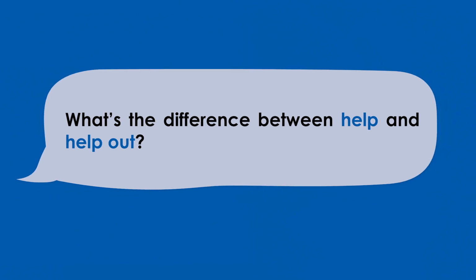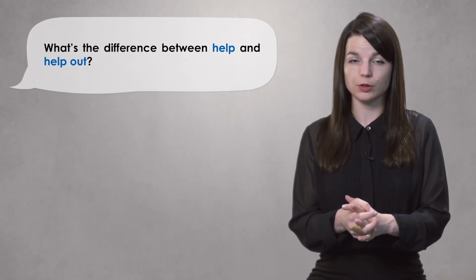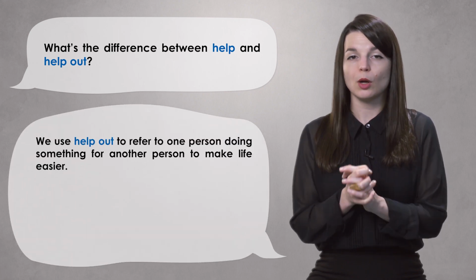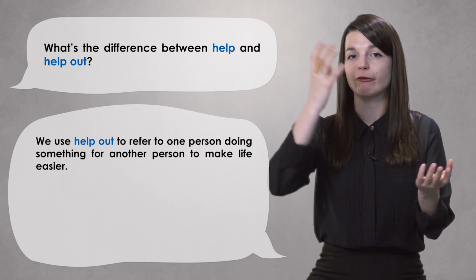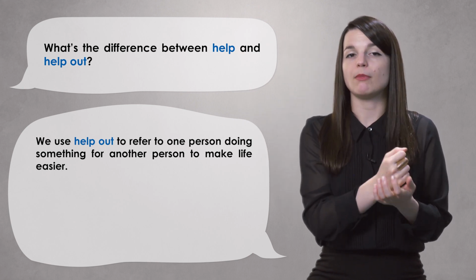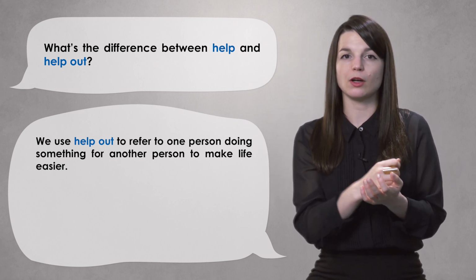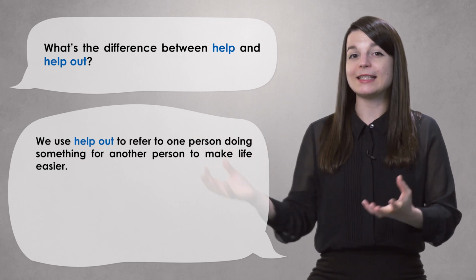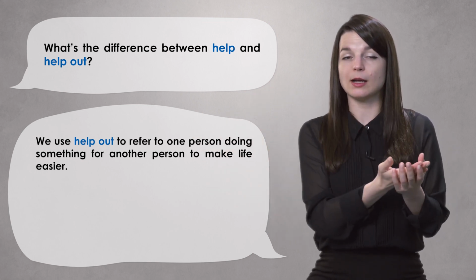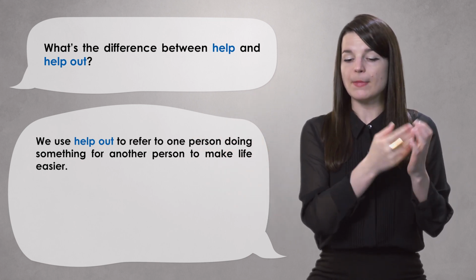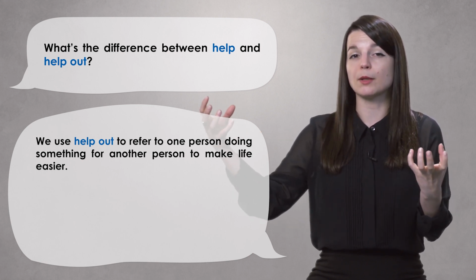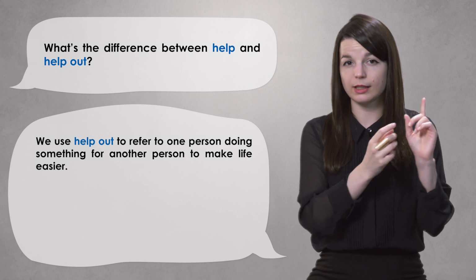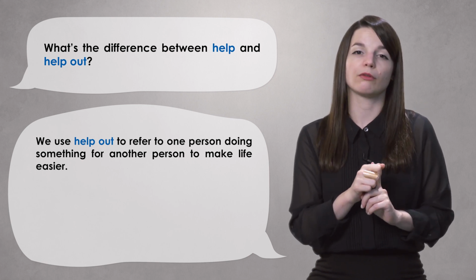Okay, let's start by talking about help out. We use help out when we want to refer to one person doing something for another person to make life easier. So it's like someone is assisting or aiding in someone else's life. And we can only use help out to talk about actions done by other people. So this is a key difference with the verb help.